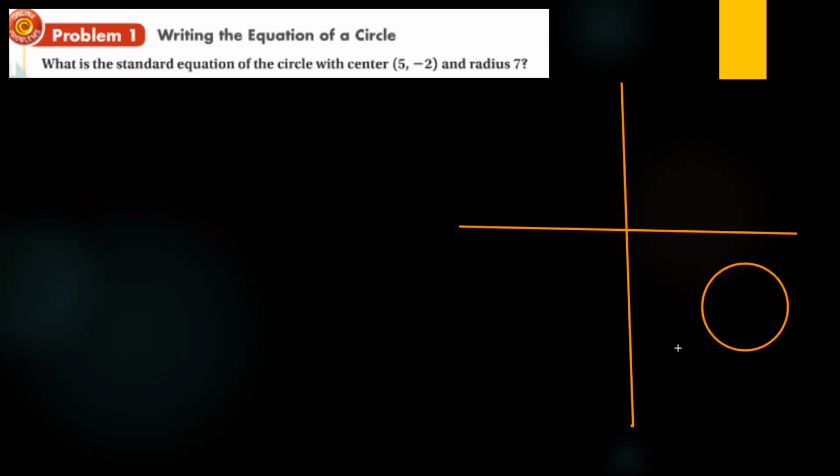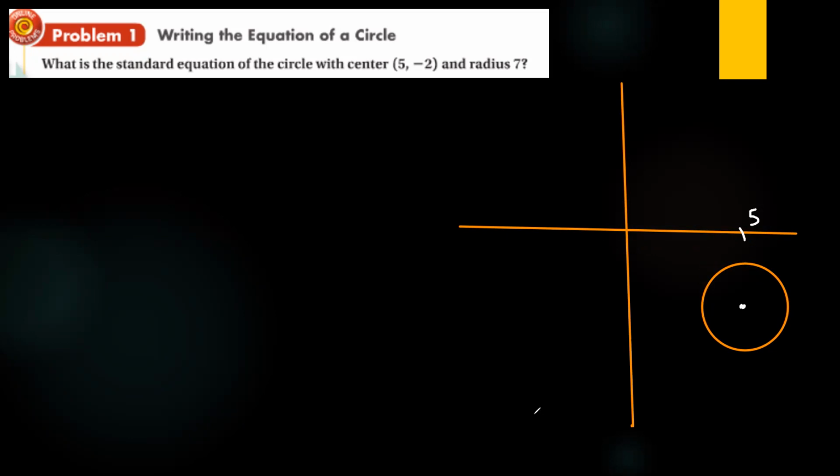Let's now see how we can write the equation of the circle if the center is 5 and negative 2 and the radius is 7. So here you have a circle now. Let's graph the coordinate plane like this. Now 5, negative 2. This is 5, this is negative 2, so the circle will be here. So this is the circle here now.